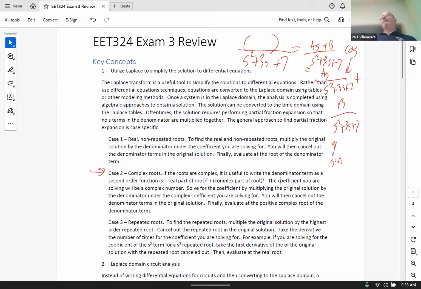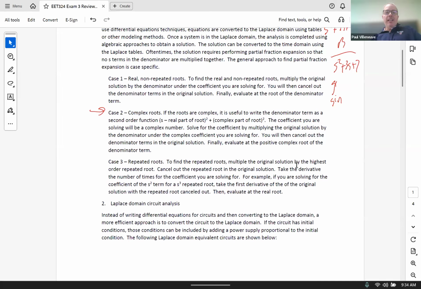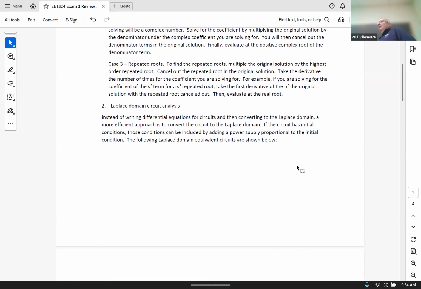All the other stuff, right? Multiplication by S in the Laplace domain is the same thing as taking the derivative. Dividing by S in the Laplace domain is the same thing as taking the integral, et cetera. So all those mathematical properties that we developed for Laplace still apply for this exam. And it has to be because we're doing Laplace domain circuit analysis.